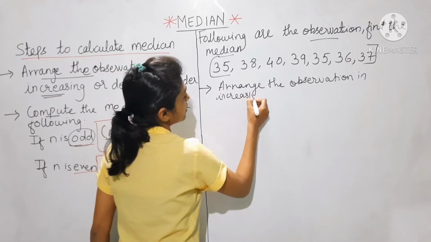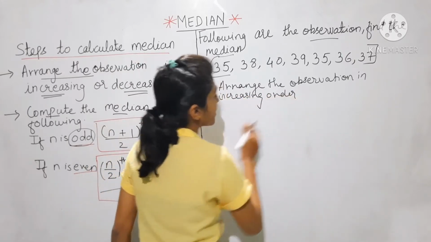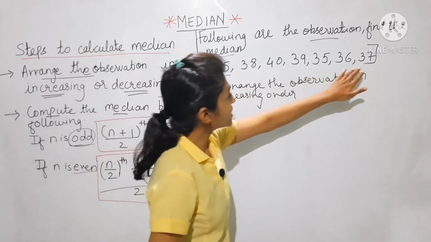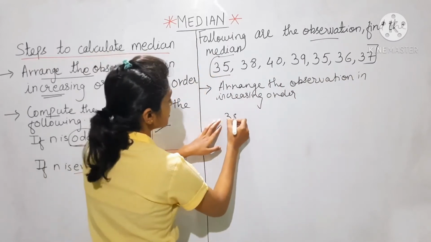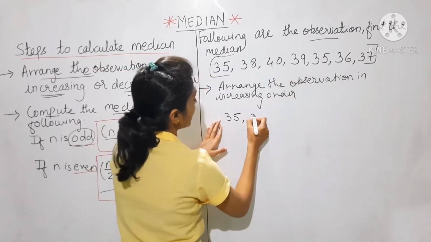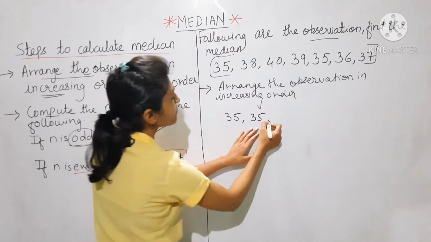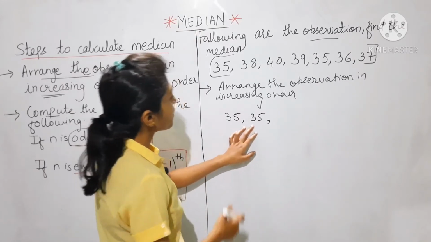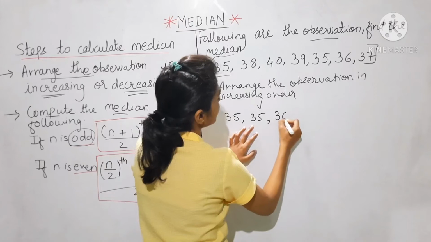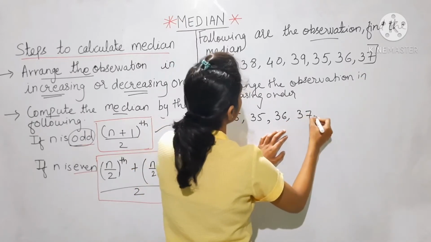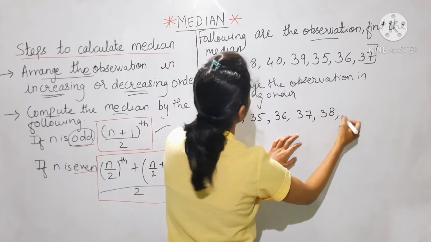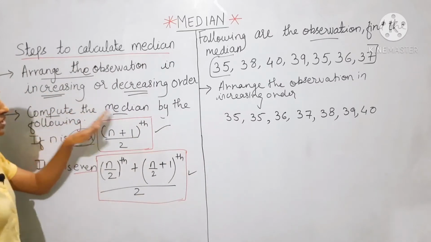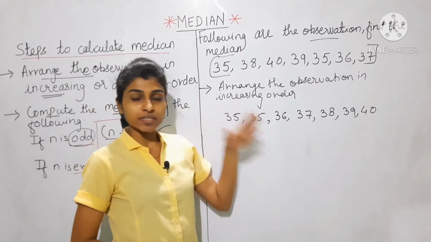So I am going to arrange this observation in increasing order. First, which is the smallest number? 35. Again there is one more 35, meaning 35 occurs 2 times. If the observation is repeating, write it again. So 35, 35, then 36, 37, 38, 39 and 40.